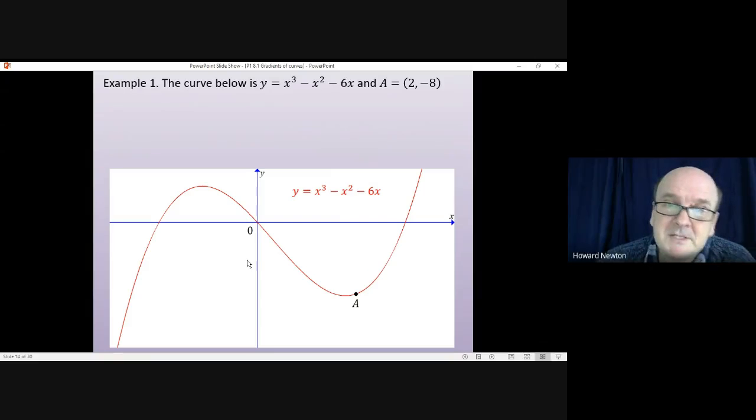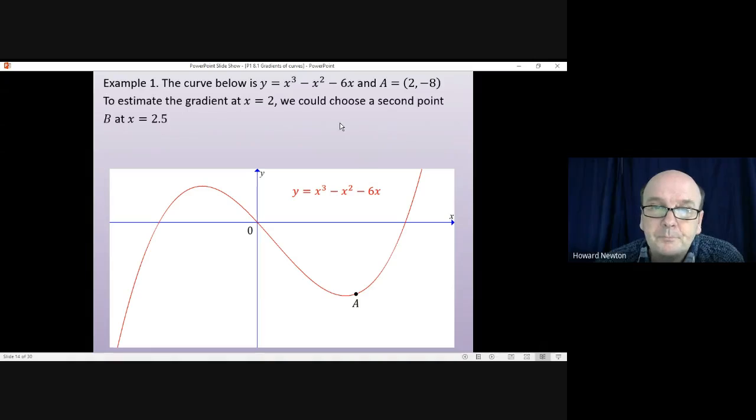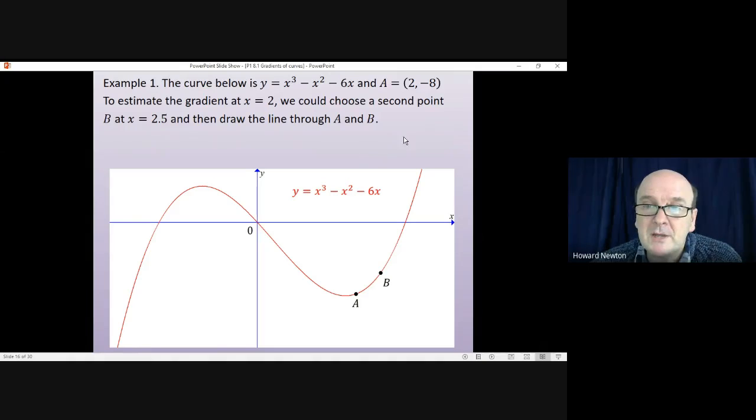So for example, let's say you had the curve y equals x cubed minus x squared minus 6, and we had the point A (2, -8), and we wanted to know the gradient at that point. Well, to estimate the gradient at x equals 2, we choose a second point which is close to A. A is at x equals 2. I could choose the point B at x equals 2.5, which would be the point there. And then I draw the line through A and B. Now, when I've done that, I don't have the tangent at A, which is why this doesn't give me a perfect answer. But what I do have is a line which is very close to the tangent.